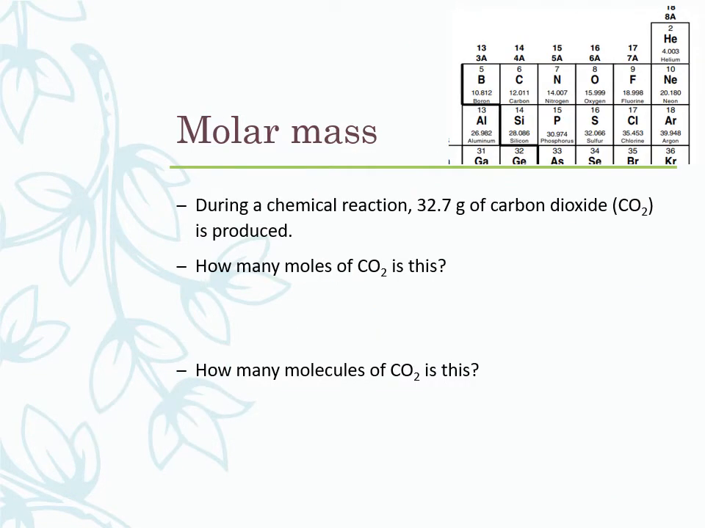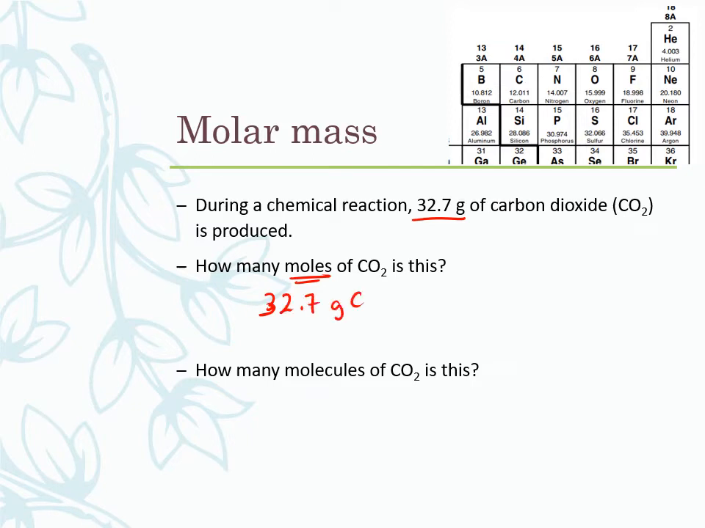We're going to do another one like this, and then we're going to flip over to the idea of relative atomic mass. All right, so during a chemical reaction, 32.7 grams of carbon dioxide, CO2, is produced. How many moles of CO2 is this? So I'm going to set up my railroad tracks.